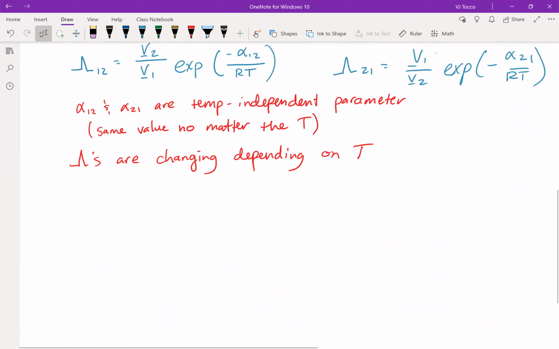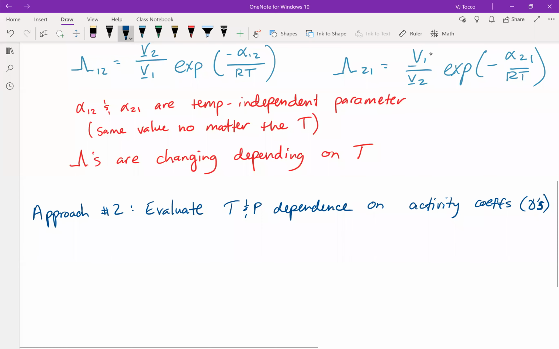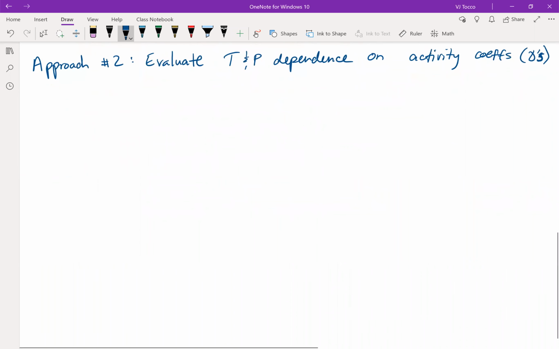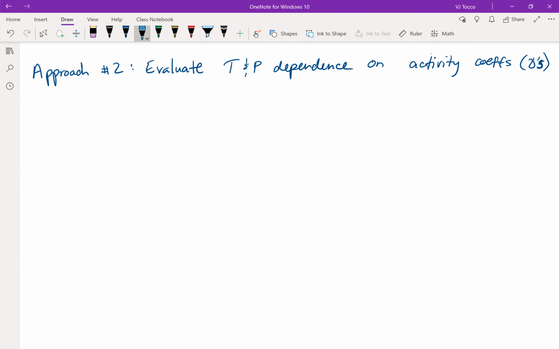Approach number 2 is to evaluate what the pressure and temperature dependence is. Okay, so how does one do that? Now recall that GE over RT is a function of 4 variables: temperature, pressure, and the number of moles of 2 components. So if I wanted to evaluate the change in N GE over RT, again, it's a function of T, P, N1, and N2. So I could write the following expression.